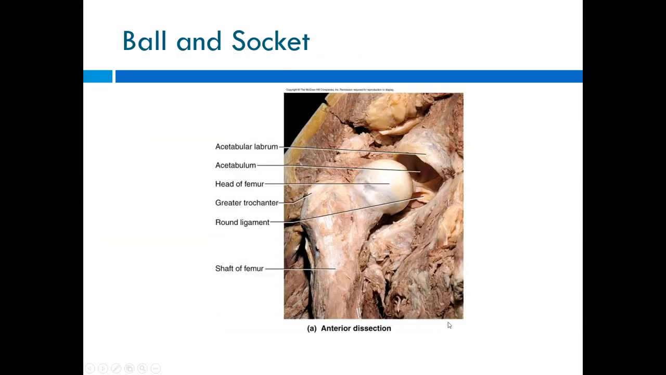This is the actual picture of the hip joint, where we can see the real ball, that is the head of the femur, and also the socket, which is the rim of the acetabulum over here in the dissected body, obviously.